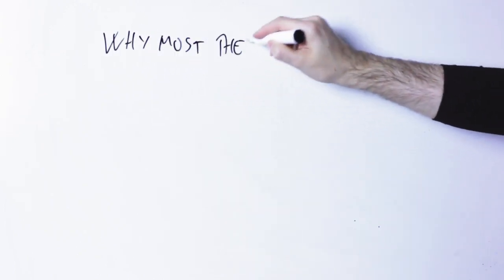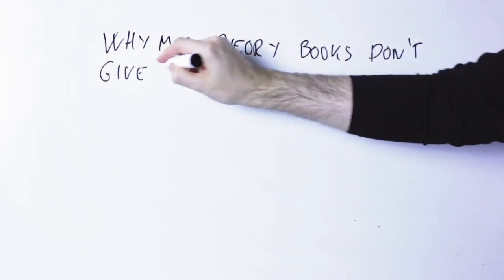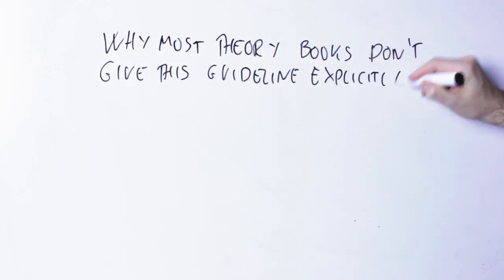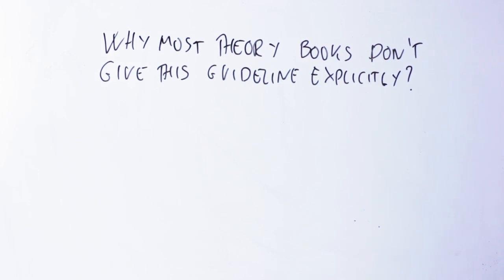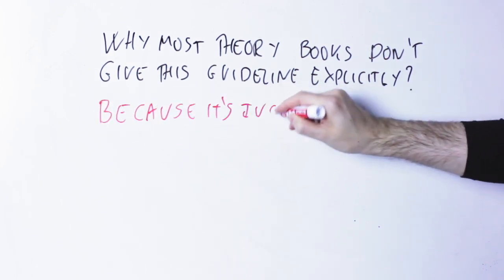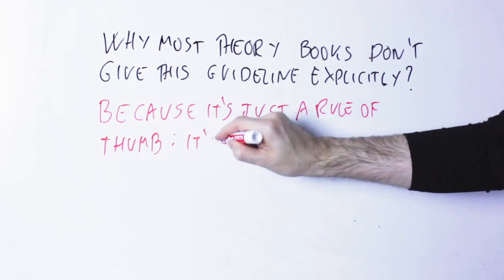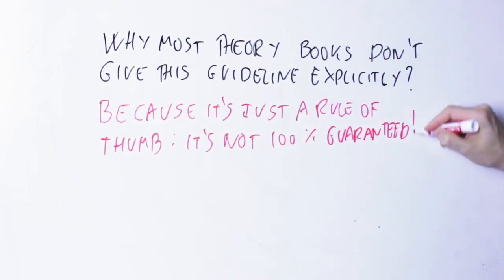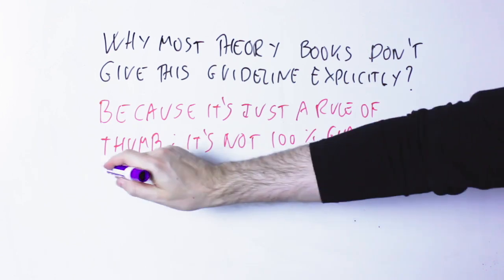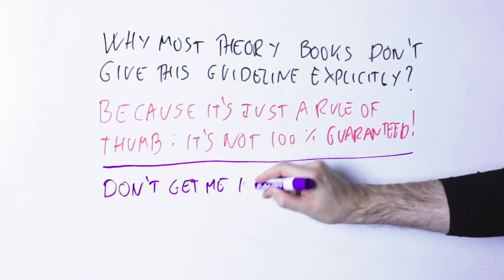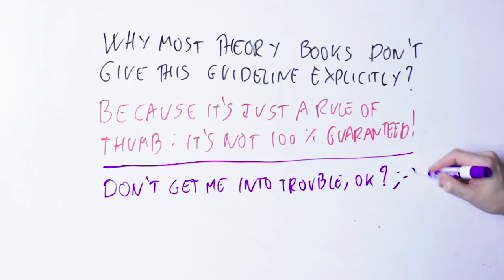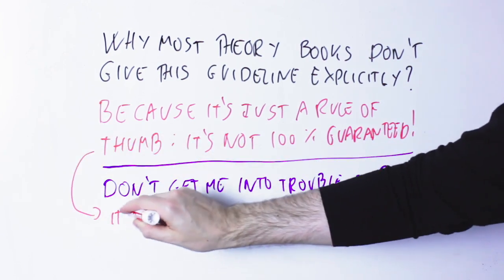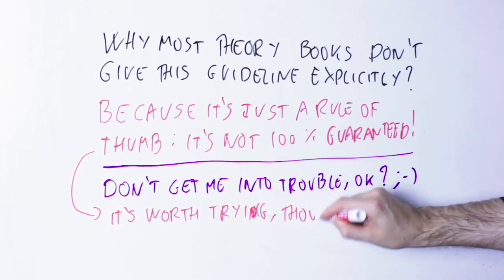Now, why do most music theory books just hint at it and don't say this explicitly? Because this is just a rule of thumb. It's not guaranteed to work 100% of the time. It's just something worth trying when you are trying to make some specific chord sound good. So, when you finish this video, don't go out there saying that Tommaso Ziglia of musictheoryforguitar.com told you that every single time you have a bad chord, you have to make it more dissonant to make it sound better. It does not work every single time, but it's worth trying.